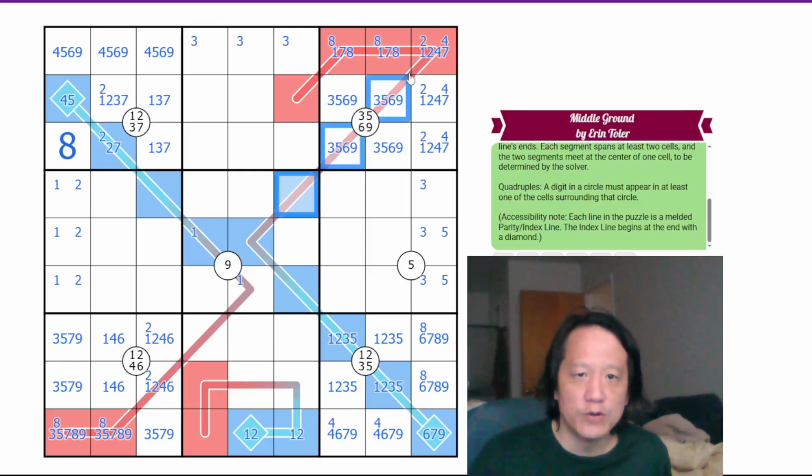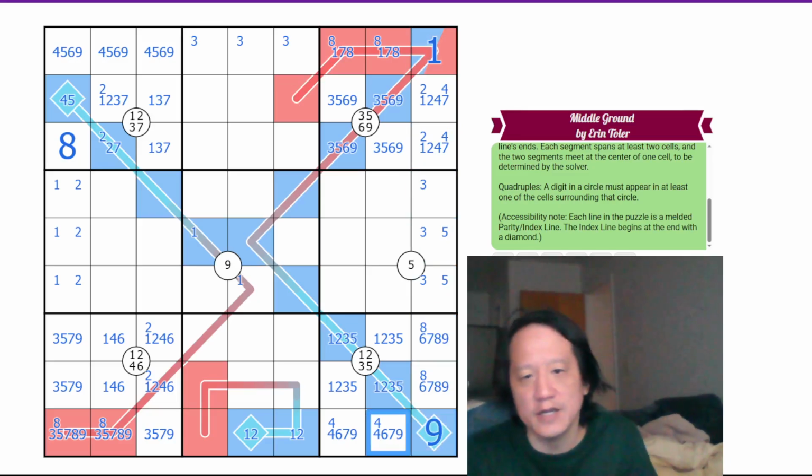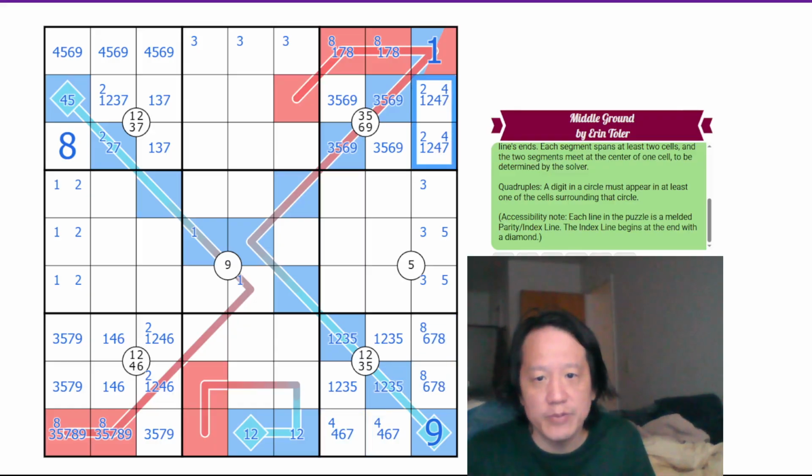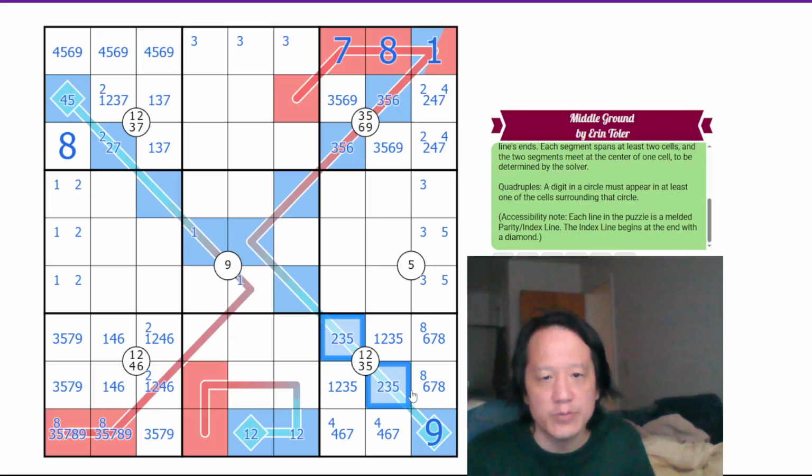So therefore, this must be a full index line, and this has to be 1, which forces this to be 9 here. That eliminates 9 in the rest of the box. This can't be 1 anymore. This can't be 1, so this is 7, 8 as a pair. So this is 7, 1, which makes that an 8, which makes that a 7. And 9 can no longer be on this index line. 1 can no longer be on this index line.